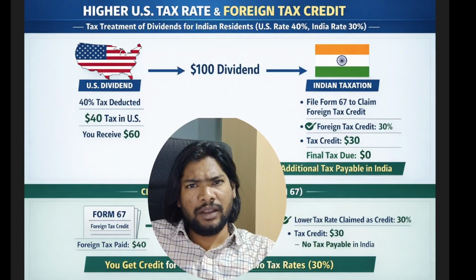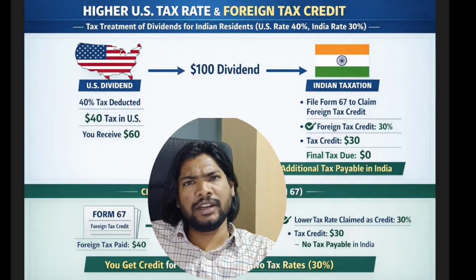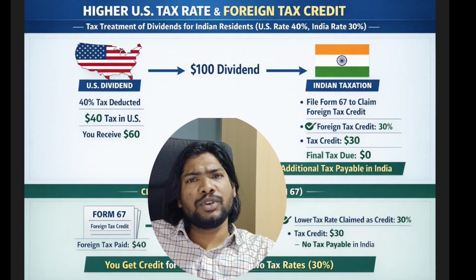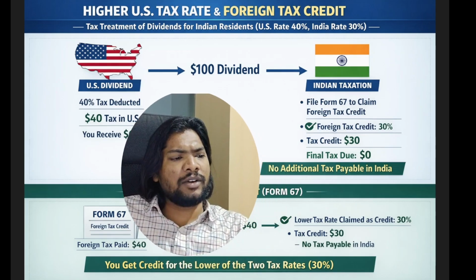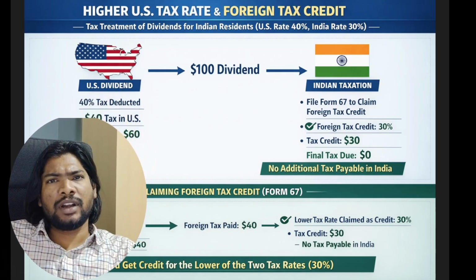In the previous example, the US tax rate is 25% and the Indian tax rate is 30%. So what if the US tax rate is 40% and the Indian tax rate is 30%? In this case, as I have already told you, we will get the foreign tax credit of the lower of the tax rates in the US and India.